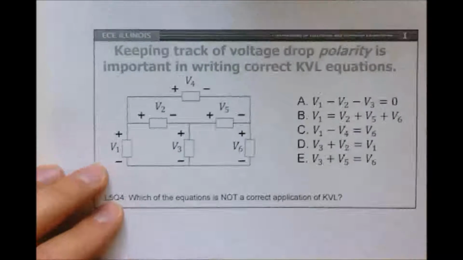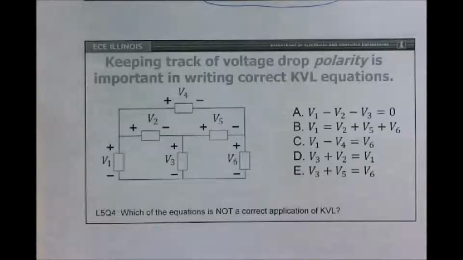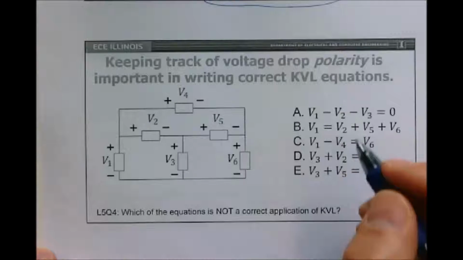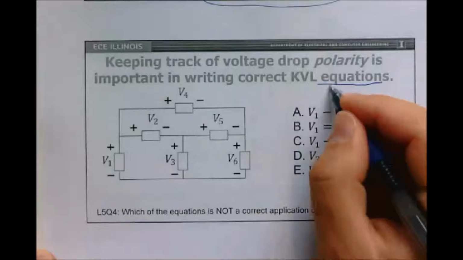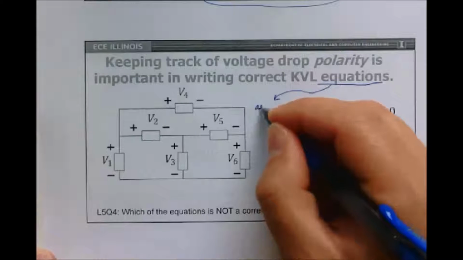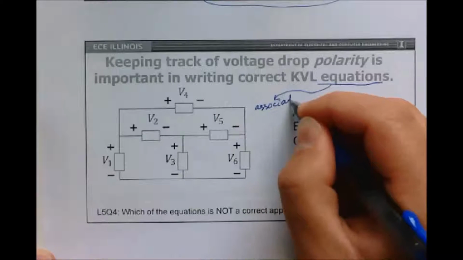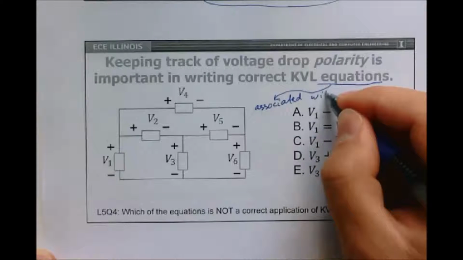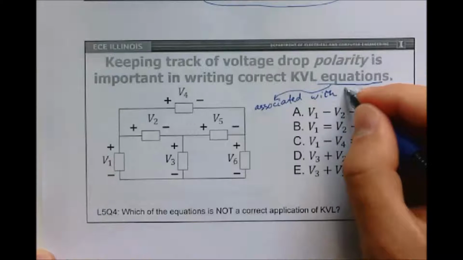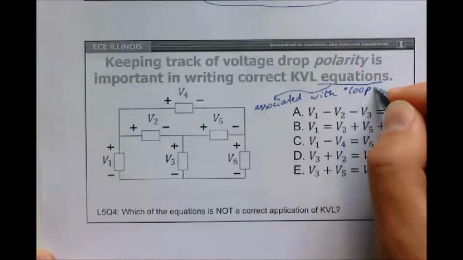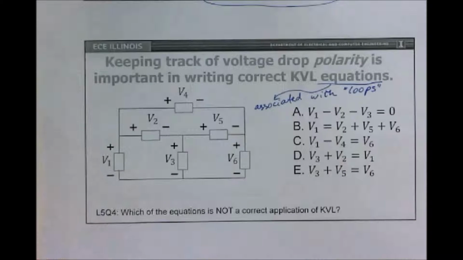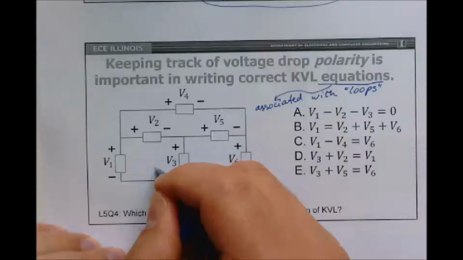Alright, so let's look at the circuit example. Keeping track of voltage drop through the loop, we can figure out, as we'll see later, some missing voltages. But meanwhile, let's just see what the right equations would be. It's important to keep track of polarity in the equations, and each equation in a circuit will correspond to a certain path or a certain loop. So each equation is associated with a certain loop in the circuit. Alright, so let's look at the first equation. That's involving V1, V2, and V3.